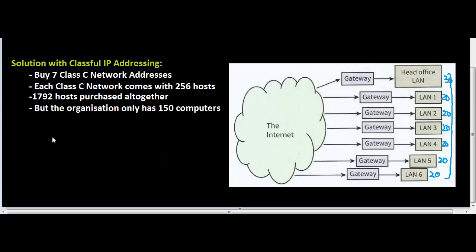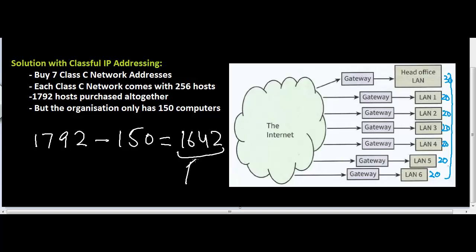So effectively we have purchased IP addresses for 1792 hosts, whereas the organization only has 150 computers, which basically means that lots of IP addresses are going to get wasted. 1792 is the total number of IP addresses that we have, and we are only going to be using 150. So effectively what we're going to be left with is 1642. So these many IP addresses are going to be wasted.